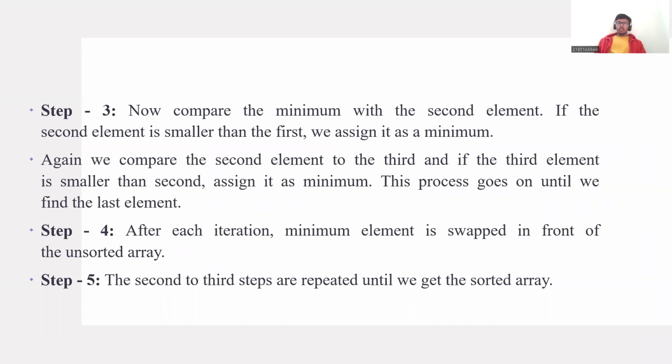After each iteration, the minimum element is swapped to the front of the unsorted array. The fifth step: the second of the 3 steps are repeated until we get the sorted array.